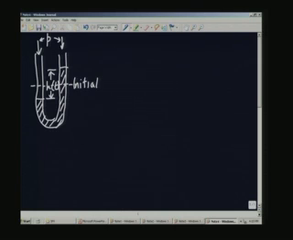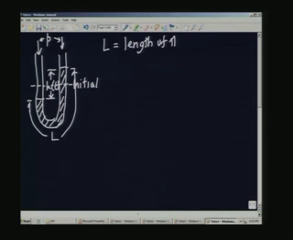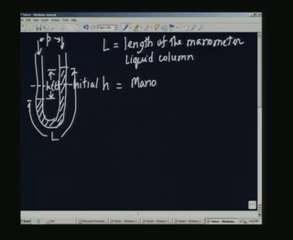So, let us look at the terminology. The length of the column, the length of the manometric fluid, L is the length of the manometer liquid column. This is the total length, and H is the manometer head, which we have already talked about earlier. The area of cross section, you can have a circular tube, the area of cross section is A, and the liquid has a density of rho m, and it has a viscosity which will be mu, and so on and so forth.